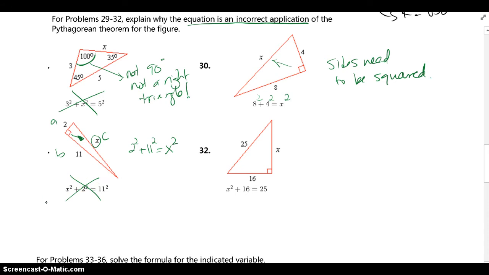Let's look at this guy. Let's see what's going on here. So I do have a right angle, that's the 25, which is my c. So I'm just going to call these guys my a and b. And if I use the Pythagorean formula correctly, I have to square the two legs. This one was squared, okay? Notice 16 needs to be 16 squared. They forgot to square it. And same thing on the right side. The hypotenuse 25 needs to be squared. So the squares were forgotten in some of the parts in number 32.